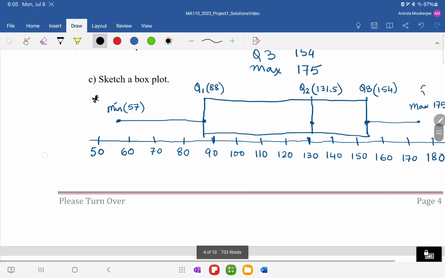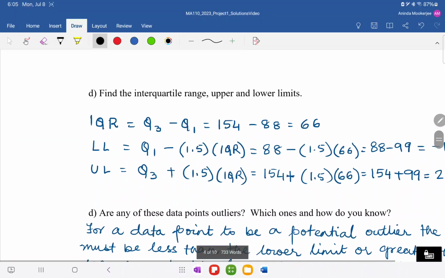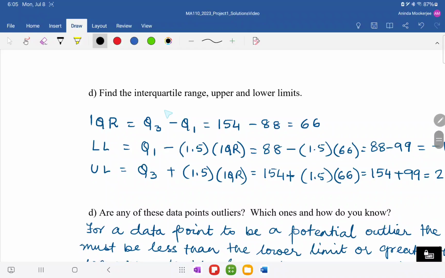All right, in your box plot. Okay, so next part says find the interquartile range, upper and lower limits. IQR has its formula Q3 minus Q1.